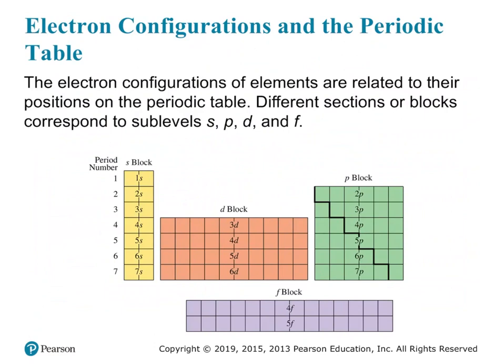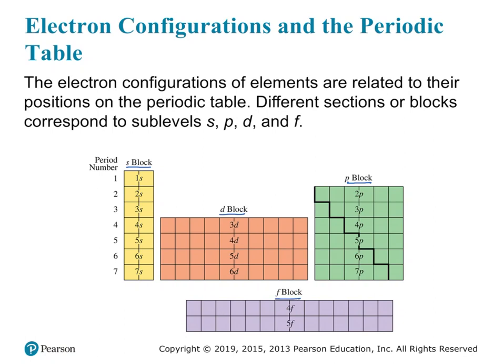Okay, so now what if we don't want to draw out the orbital diagram each time we're trying to figure out an electron configuration? There's a different way to figure out the electron configurations for different atoms. What we can do is split up the periodic table into the S block, the P block, the D block, and the F block.